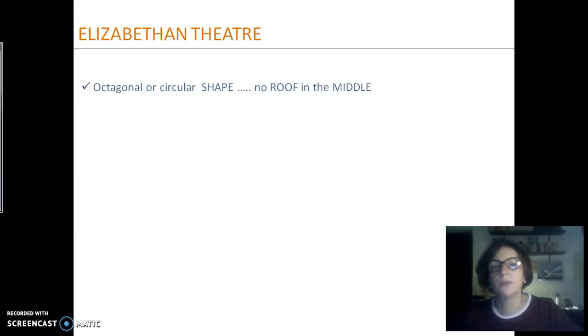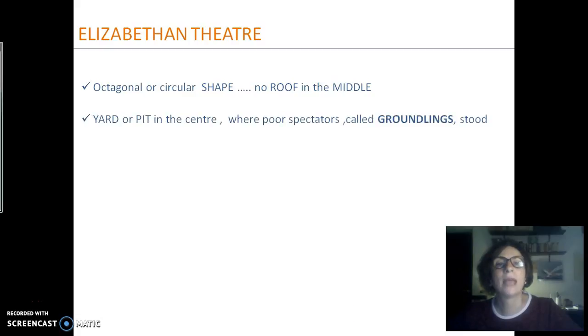Okay, so the Elizabethan theatre, what was its shape? It was octagonal or circular in shape, and as you've seen just in the picture before, there was no roof in the middle. While in the center there was a yard with pikes, where the poor spectators stood. These poor spectators were called groundlings, because they had to stand on the ground and they couldn't sit down. They didn't have any bench or chair. They couldn't afford to pay for chairs or benches or much more comfortable seats.